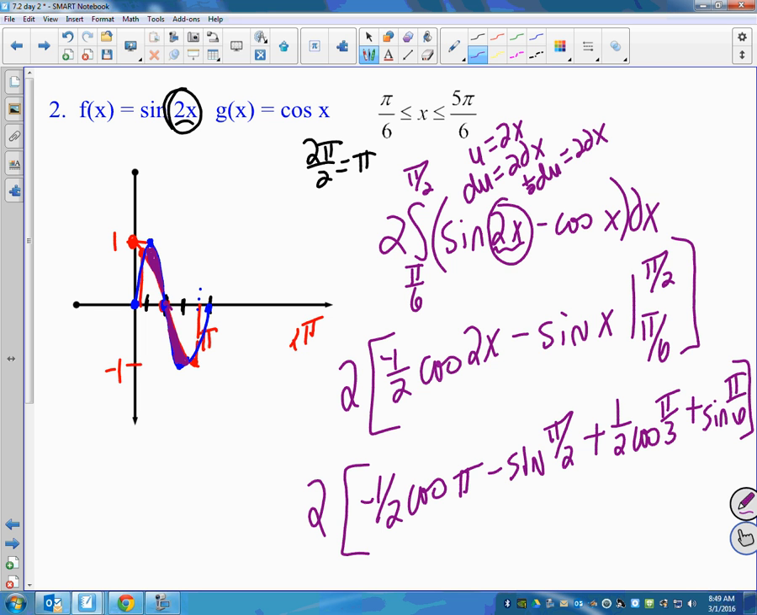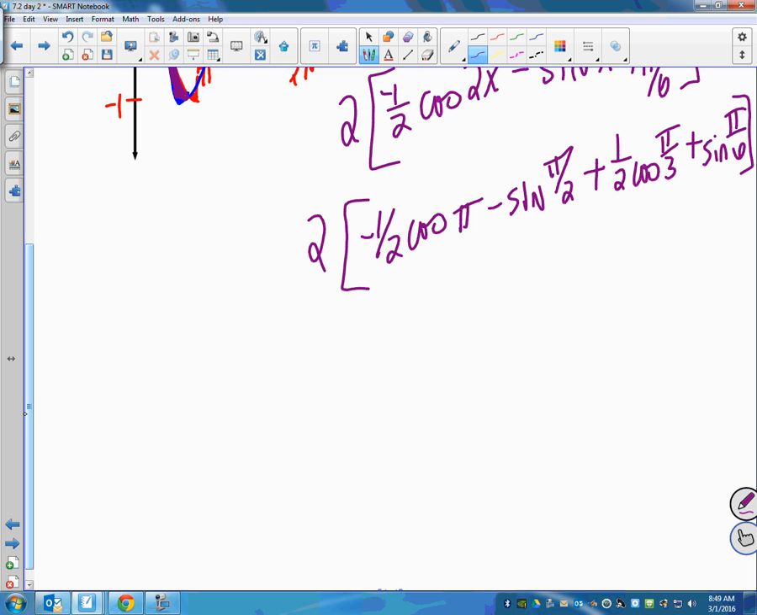Talking about free response, not having to simplify, this would get you no credit, right? You have to be able to take the value of those trig functions. Then you can leave it all as numbers, because those are still trig functions, not numbers. So cosine of pi is negative 1 times negative 1/2. Sine of pi over 2 is 1, so minus 1.